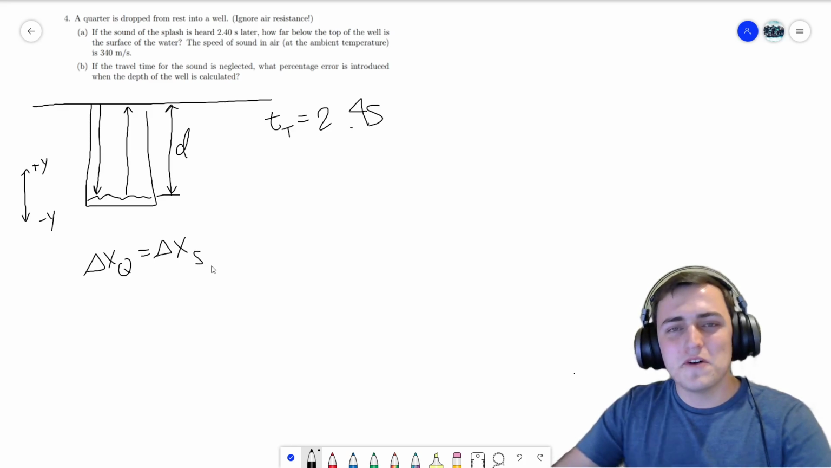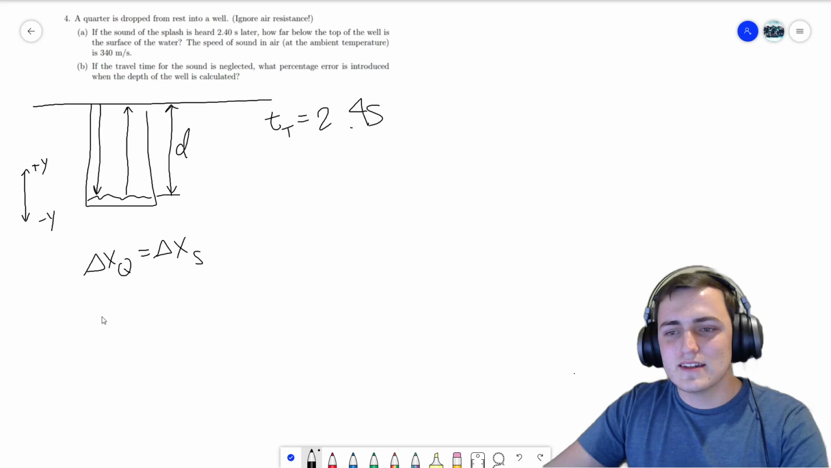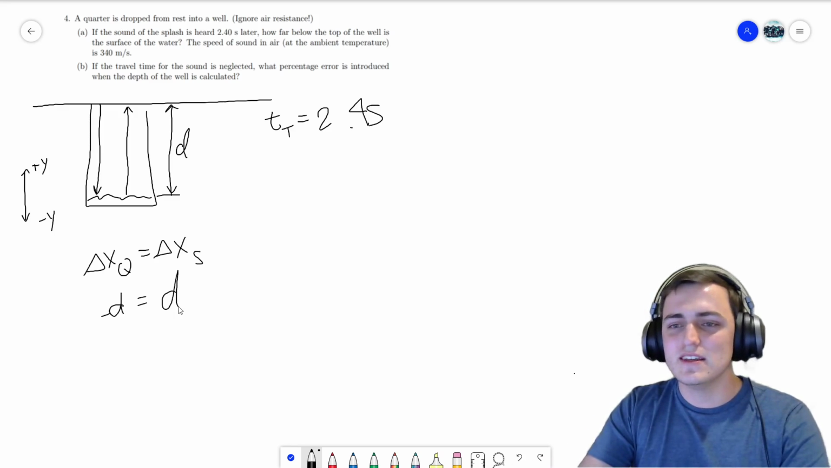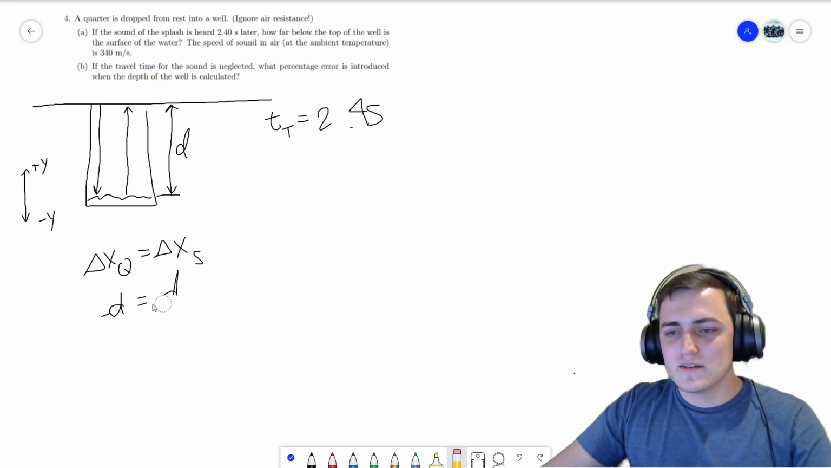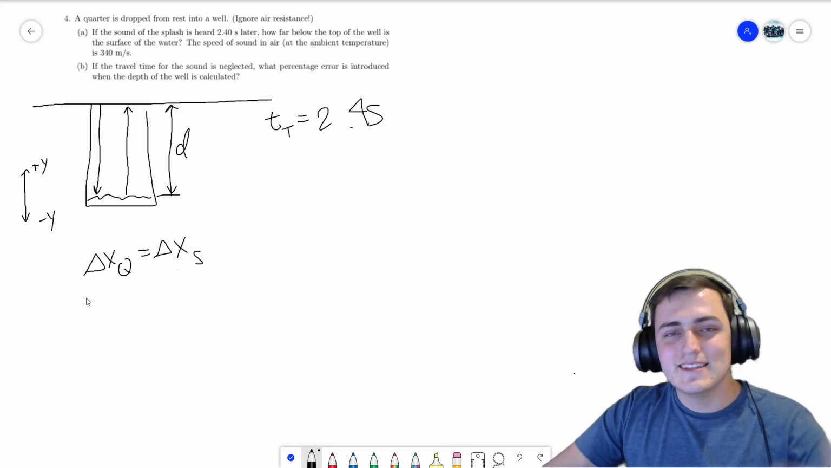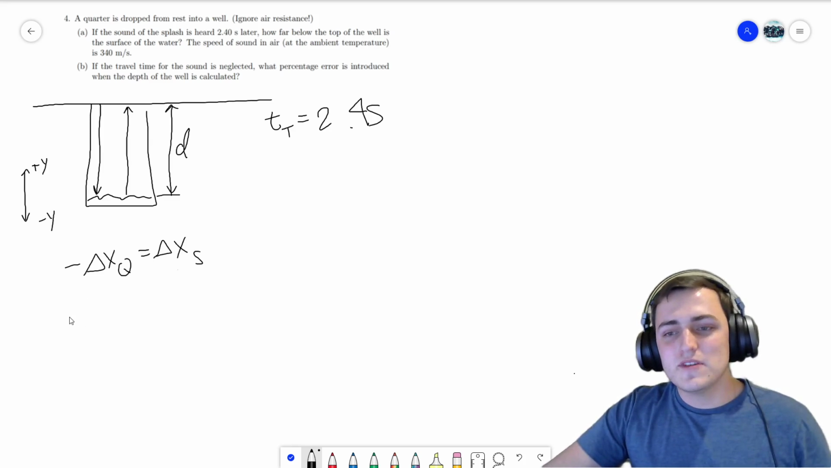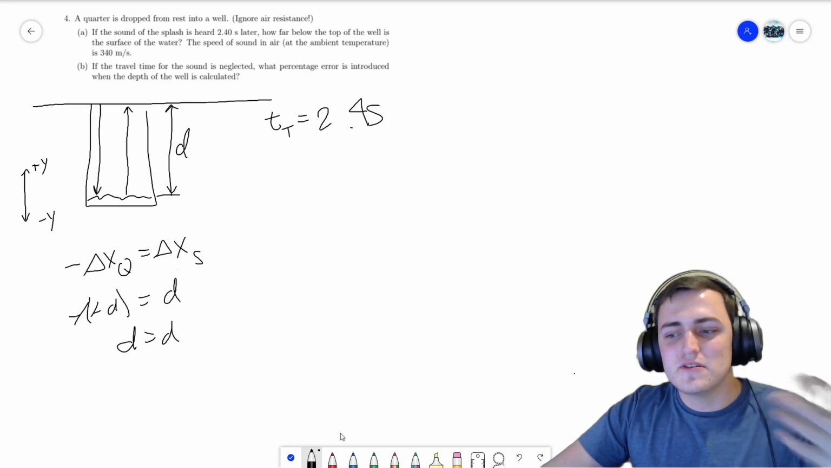of the sound wave, well, this just isn't true because delta x of the quarter is negative d and delta x of the sound wave is positive d, and you can see negative d is not equal to d. So we know that we cannot just directly equate their motion because the change in position of the quarter is in the negative direction. So what we actually have to do is tag on a negative in front of that. And now we have negative, negative d, and those negatives cancel out, right? And you end up just getting d equals d. You can see that this is true.